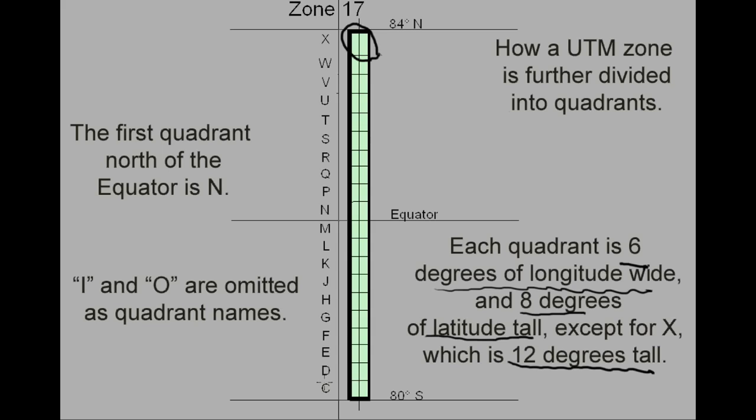The quadrants are lettered, beginning down south with the letter C and ending up north with the letter X. And you'll notice that the letters I and O are omitted, presumably because they're too close to 1 and 0. And something that's helpful to remember is here just north of the equator is quadrant N. So quadrant N stands for north, north of the equator. So quadrant N is the first quadrant north of the equator.